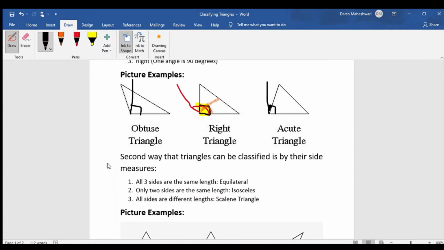Alright, now the second way that triangles can be classified is by their side measures. All three sides the same length means equilateral, only two sides the same length means isosceles, and all sides different lengths means scalene triangle.